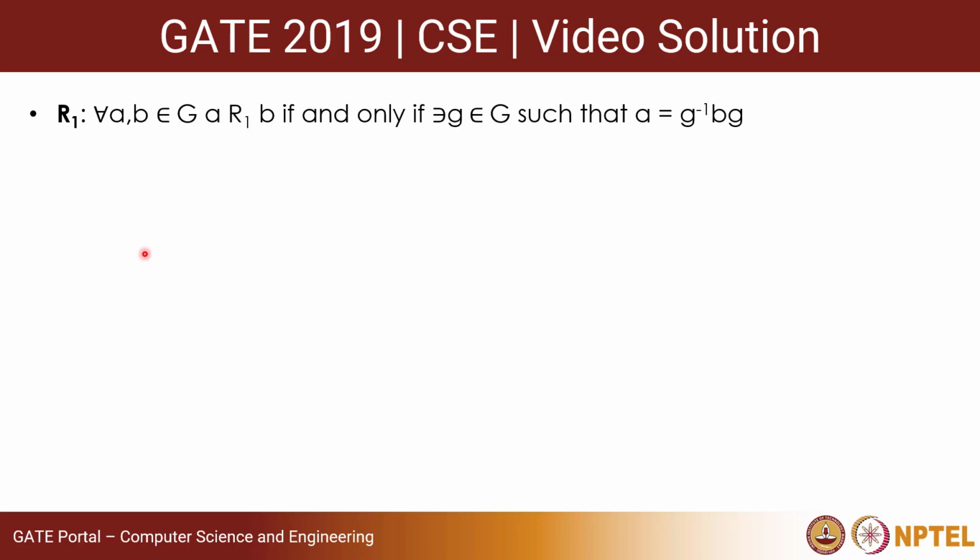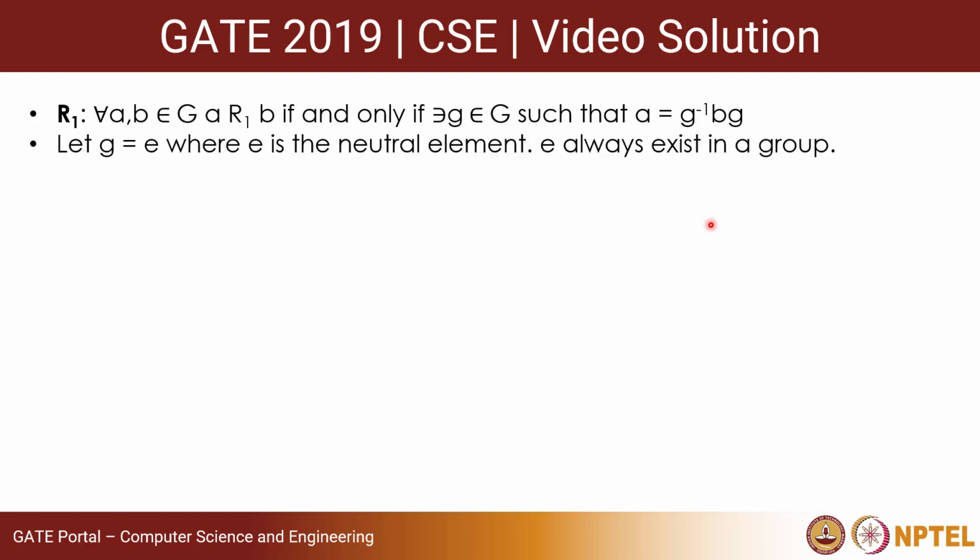Let us look at R1. So R1 is written that for all a, b belonging to the set capital G, a R1 b if and only if there exists an element small g belonging to capital G such that a equals g inverse b g. Now let g equal e, where e is the neutral element. e always exists in a group, so if you look at the condition that we saw, e should always exist in the group. R1 is reflexive. Let us see how.